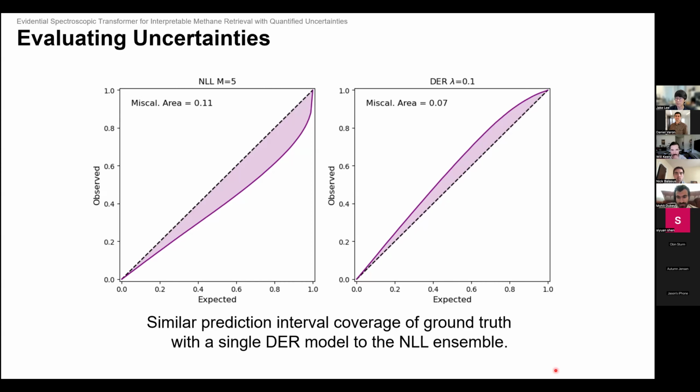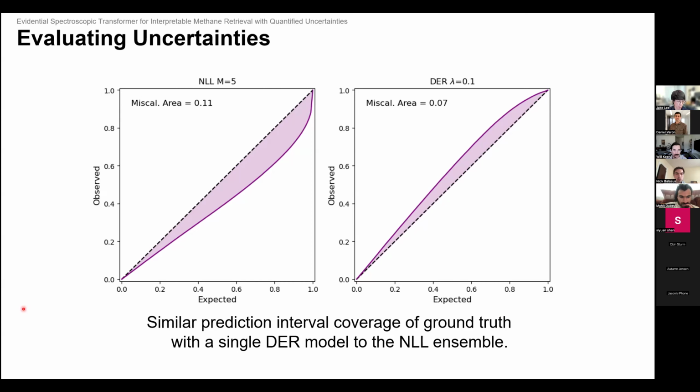Of course, there's a little variability there. So we see in these plots, we're doing pretty good. We're pretty close. On the left is an ensemble, the negative log likelihood loss ensemble with 5 members. This is the standard to beat. And we see that our single model, our SpecTF evidential model, is doing quite good, if not better, in the overall uncertainty coverage.